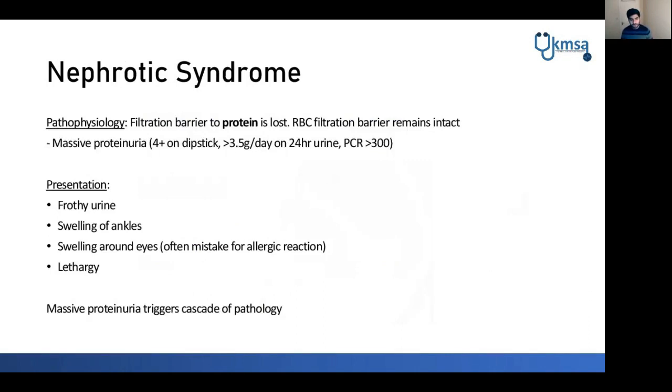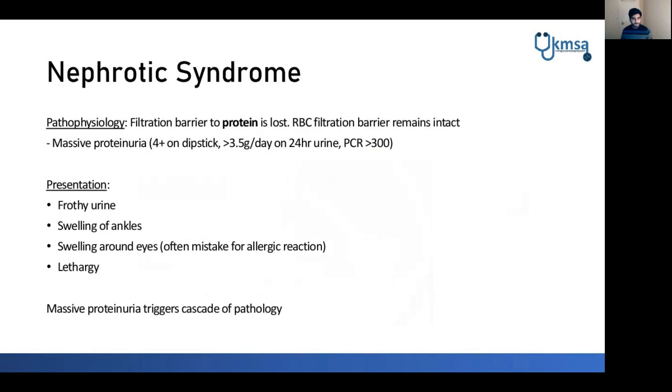The pathophysiology here is that it's not complete destruction. What you're losing is a barrier to protein, usually the podocytes. So you have massive proteinuria because your glomerular filtration rate isn't affected. You're still getting loads of blood coming in, but it's not able to retain the protein. All the protein leaks out, and you have a high reading on a dipstick, more than 3.5 grams per day, or a spot urine PCR of greater than 300. The presentation is a frothy urine as opposed to a dark urine, because there's little or no hematuria. You get more significant edema because of the loss of protein, and then you can get lethargy as well.